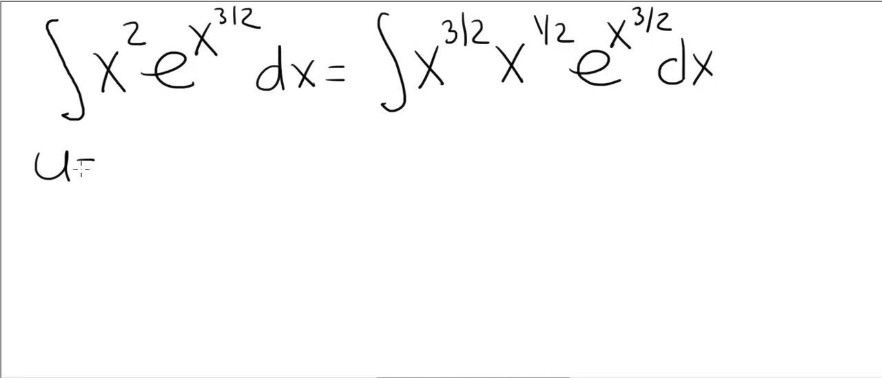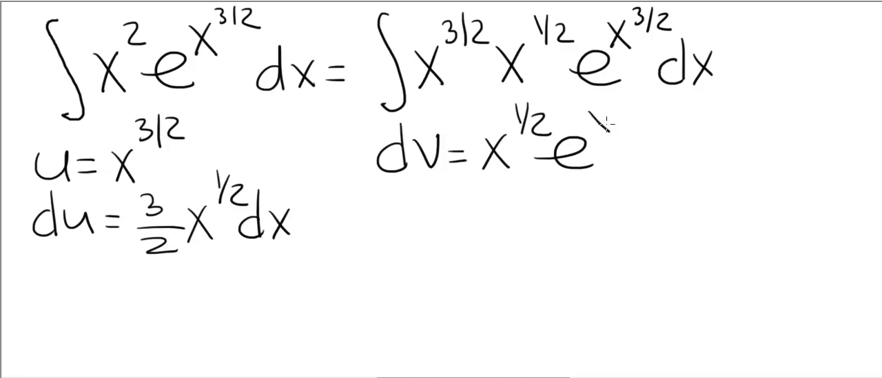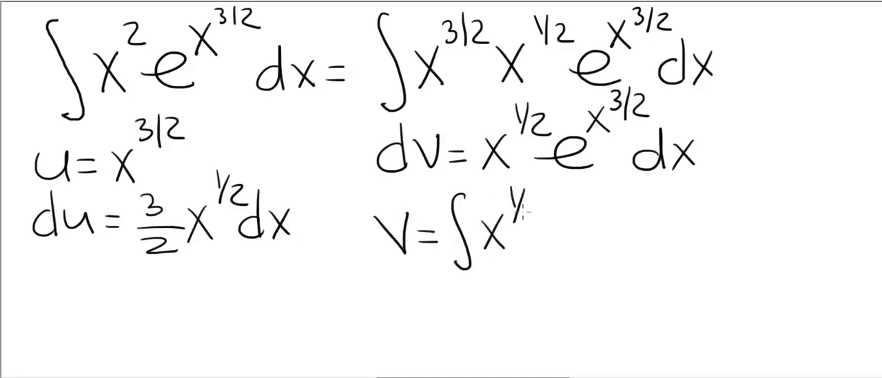We'll let u be x to the 3/2. Therefore, du is 3/2 times x to the 1/2 times dx. That leaves us dv to be x to the 1/2 times e to the x to the 3/2 dx. And therefore, v would be an antiderivative of x to the 1/2 times e to the x to the 3/2 dx.